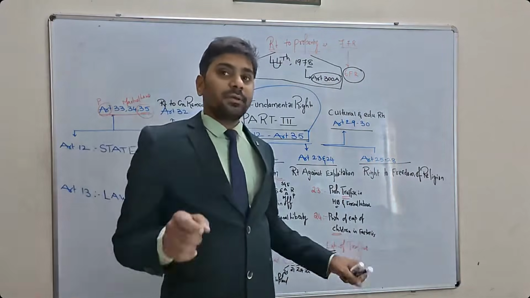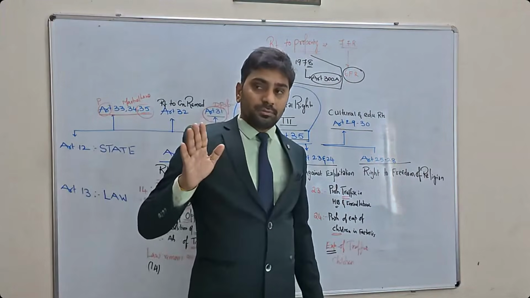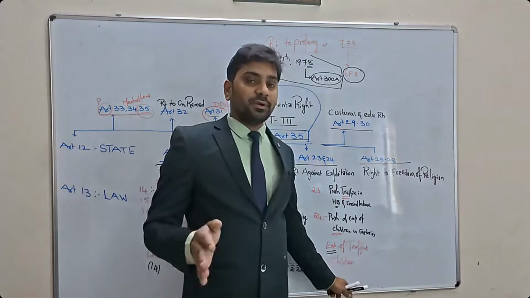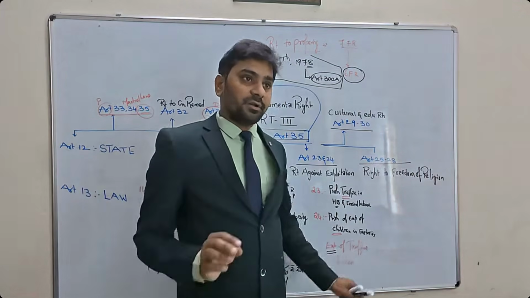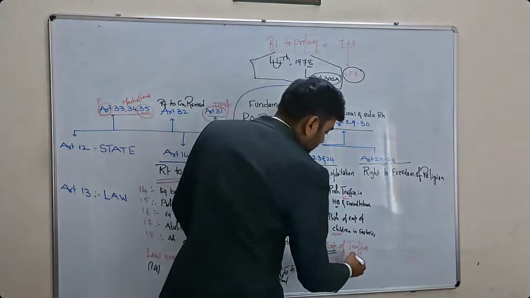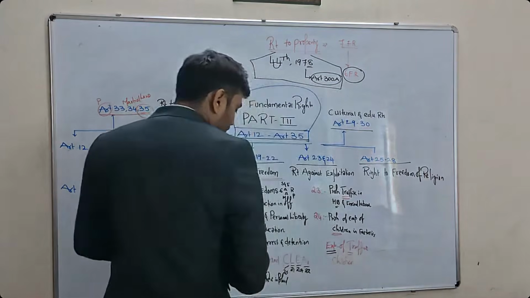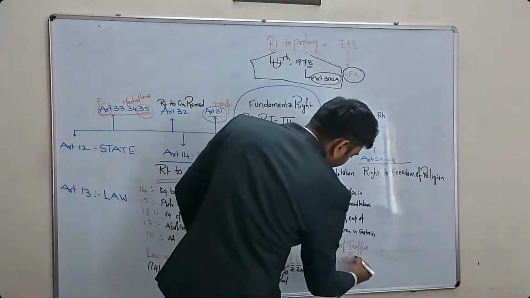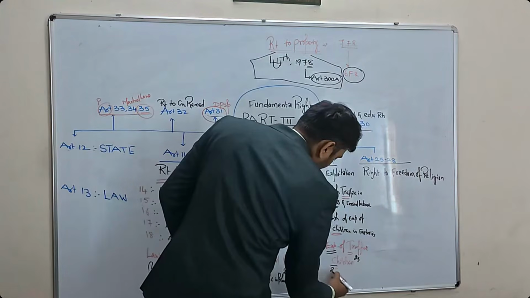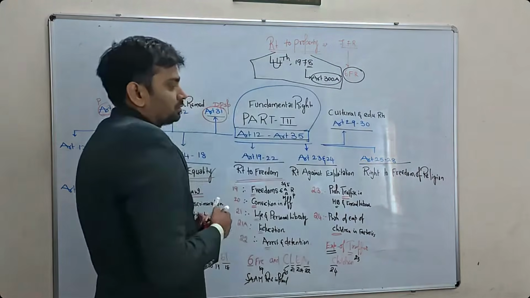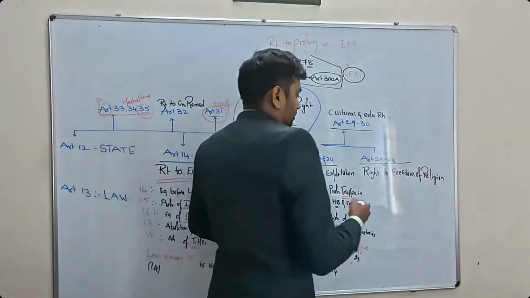Exploitation has two articles, so you will definitely get confused between 23 and 24. Traffic children is the code. So this is 23, and this is 24. This is 23 traffic, 24 children.